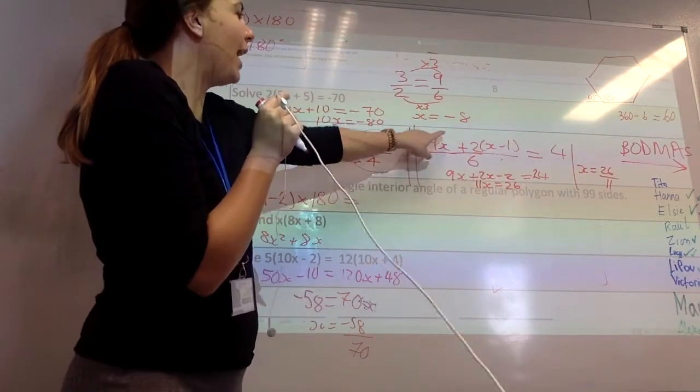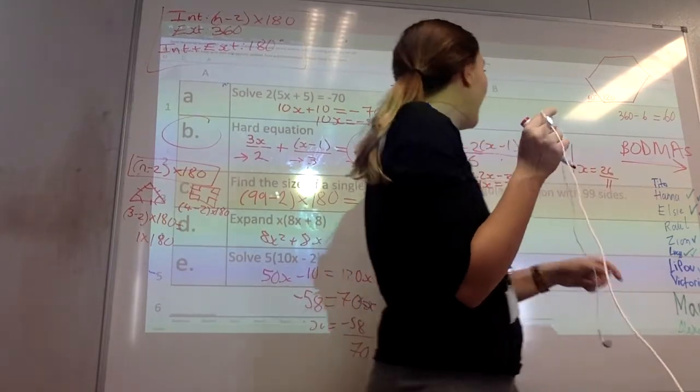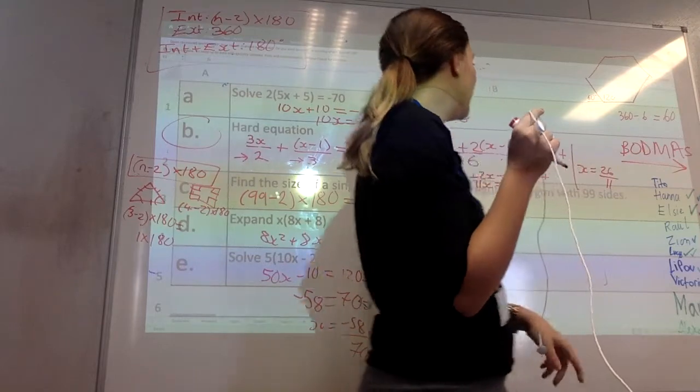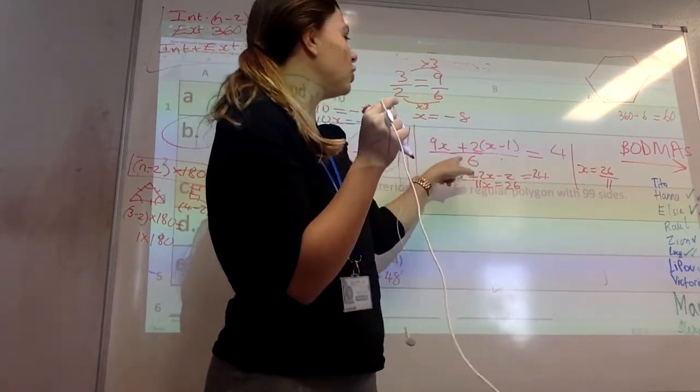In order to start isolating x on its own, we have to go through BODMAS, and you could either do expansion of the brackets or the division and multiplication first. Normally, when I've got a fraction, I sort out the denominator.